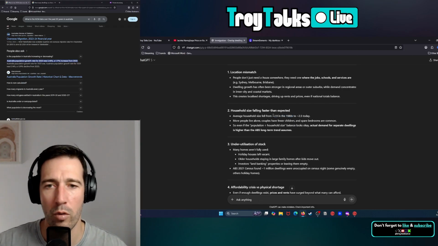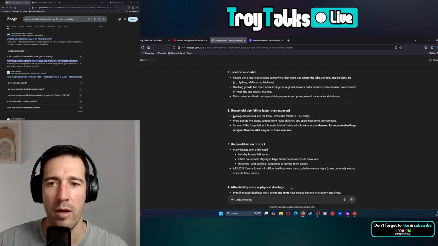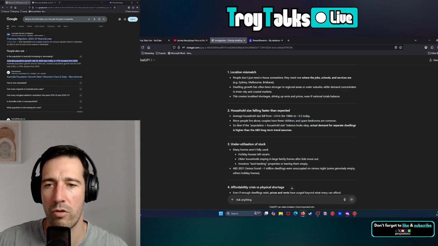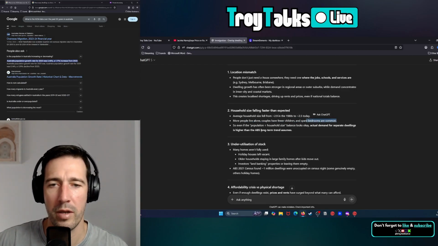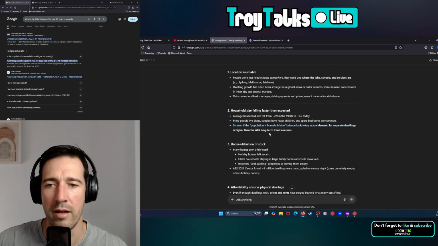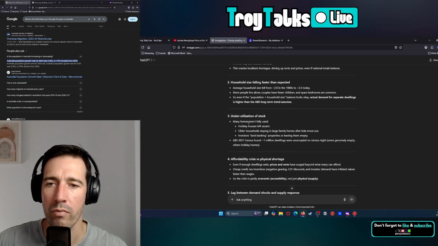But I think that would also feed into those trends. More people live alone, and couples have fewer children since spare bedrooms are common. This is going to be a good talking point later on. So even the population versus household balance looked okay, but actual demand for separate dwellings is higher than the ABS long-term trend assumes.